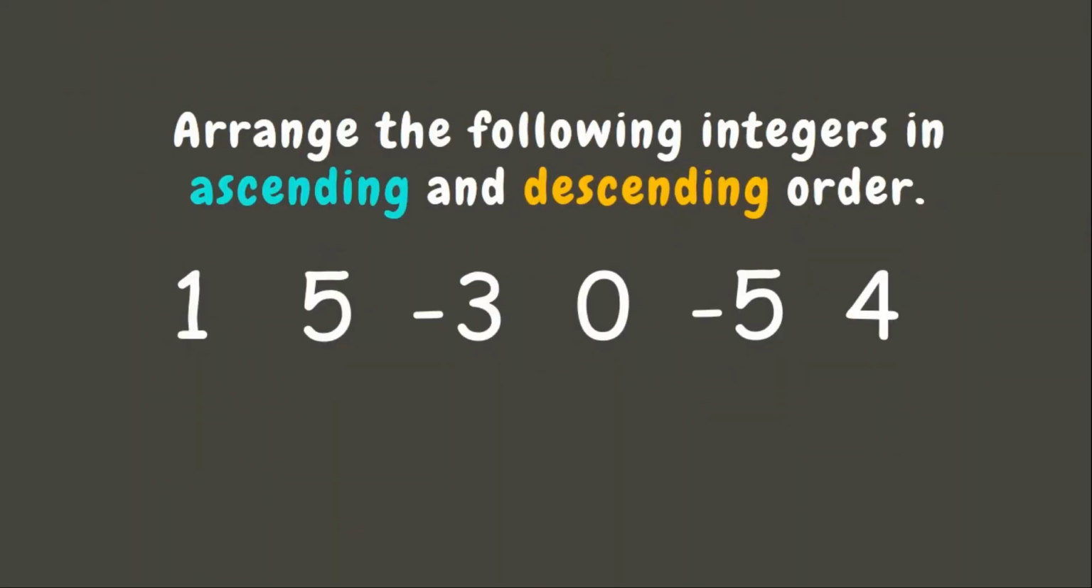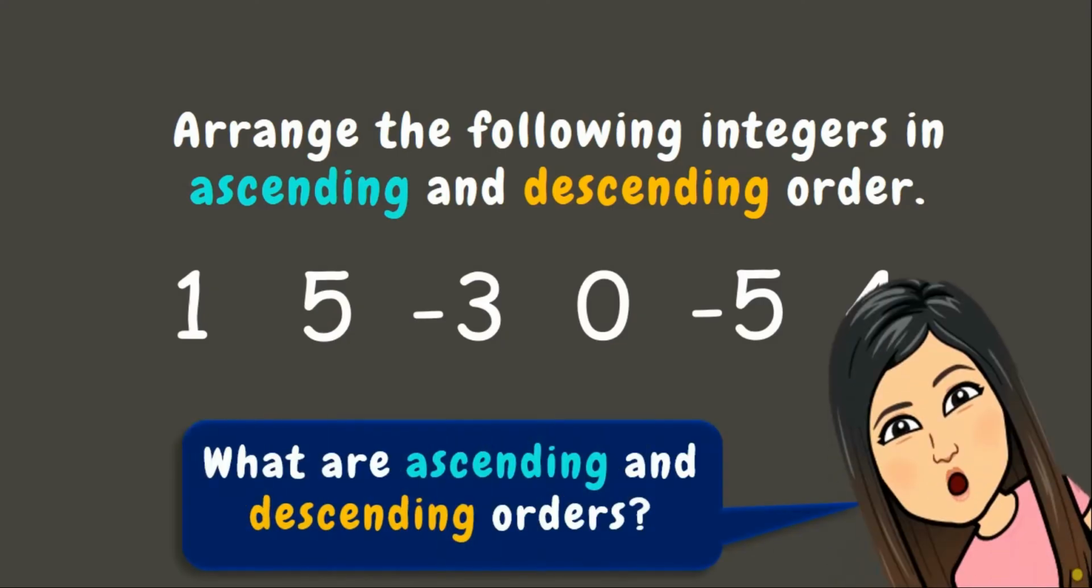Let's take a look at these integers. We have positive, negative and 0. Our challenge here is to arrange the following integers in ascending and descending order. But do you have any idea what are ascending and descending orders? Let's find out!